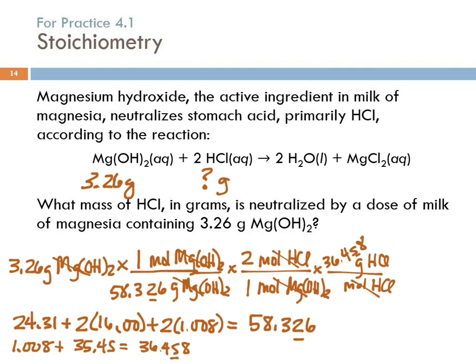And then you go across: 3.26 divided by 58.326 times 2 times 36.458 equals. And how many significant figures should this have? 3, because we started with 3. This one has 4. This is exact, and this last one has 4. Yeah, I did underline that. So I'm getting 4.08 grams of HCl. Anybody else? Okay. Any questions?